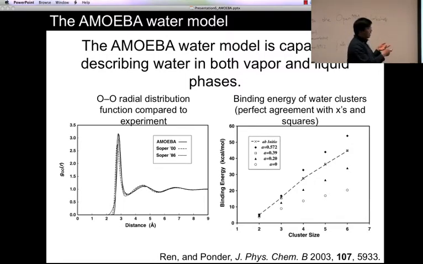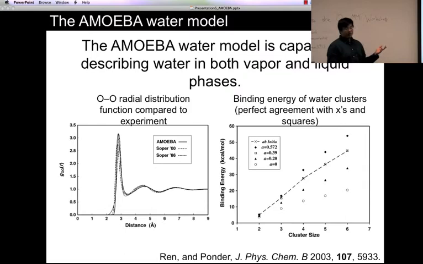This is the oxygen radial distribution function, and I've shown you a plot from the AMOEBA water model compared to experiment. You can see that the agreement is pretty good. And this dotted line that you see here is the binding energy of small water clusters computed with AMOEBA compared to experiment. And you can see that the agreement is also pretty good.